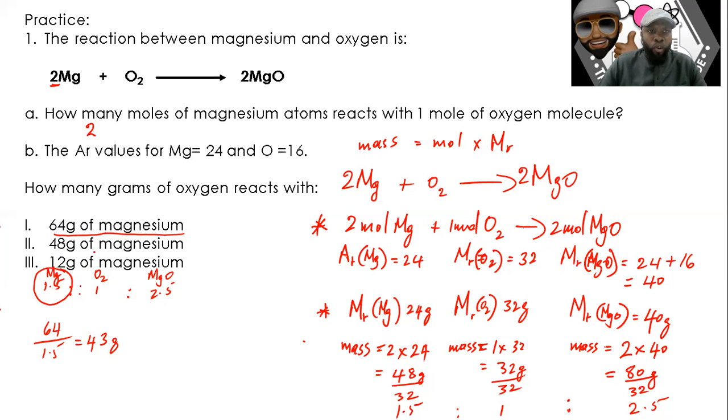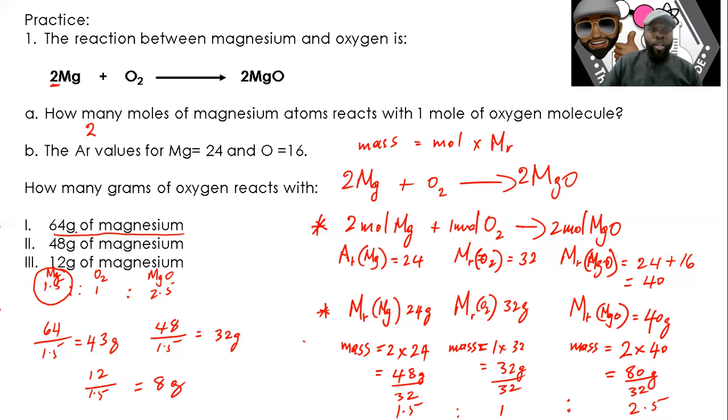Now, how much oxygen will 48 grams of magnesium need to react with? Again, you do the same: 48 divided by 1.5, and that should give you 32 grams. So 48 grams of magnesium will need to react with 32 grams of oxygen. And how much oxygen will 12 grams of magnesium need to react with? Again, 12 divided by 1.5 would give us 8 grams.